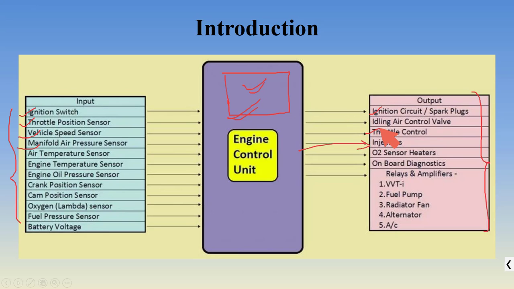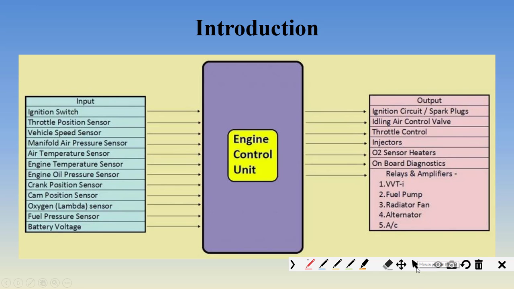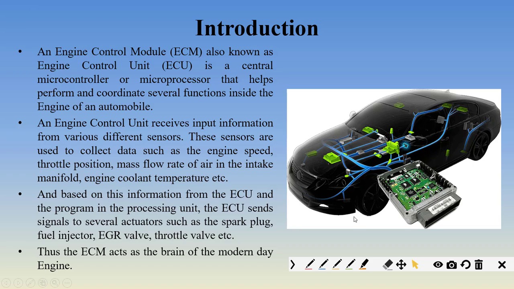Based on this signal the throttle will open. Based on this signal the injector will inject the fuel. This is how all this process takes place. Thus an engine control unit is kind of a head or a CPU which controls the working of the entire engine. Okay, see, there is not just one ECU, there can be several ECUs inside the engine.